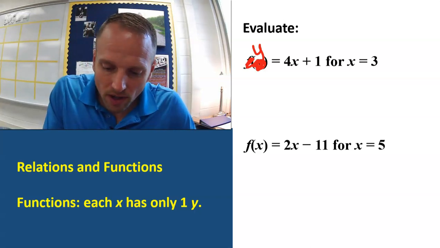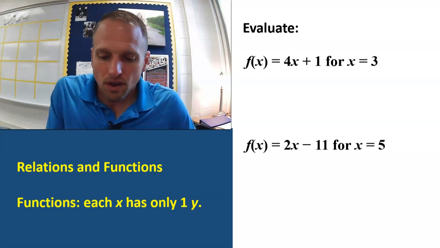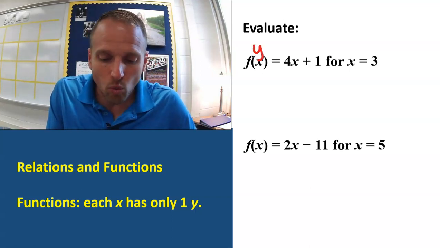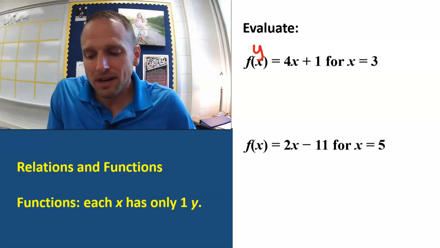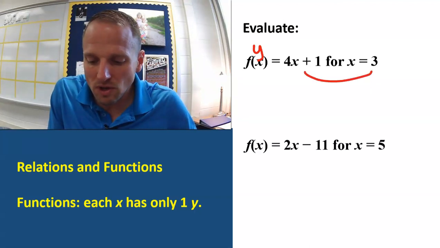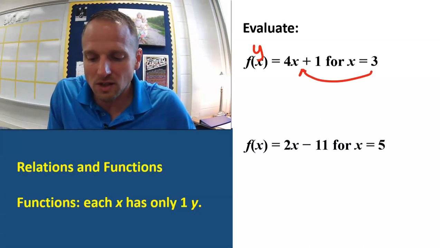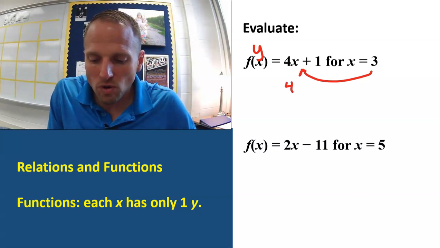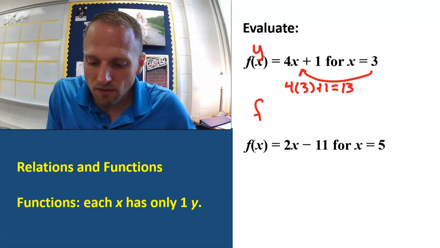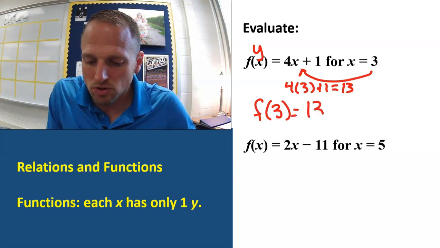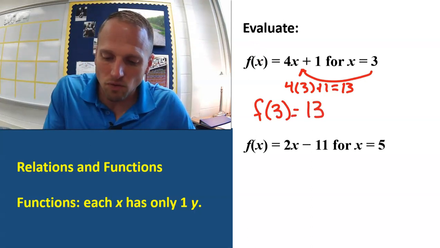So here's what we've got to do. I want to evaluate f of x or y for 4x plus 1, and it says x equals 3. So all we have to do is stick the 3 in for the x back here. 4 times 3 plus 1, 4 times 3 is 12, plus 1 is going to be 13. So f of 3 is equal to 13. Okay, f of 3 equals 13.